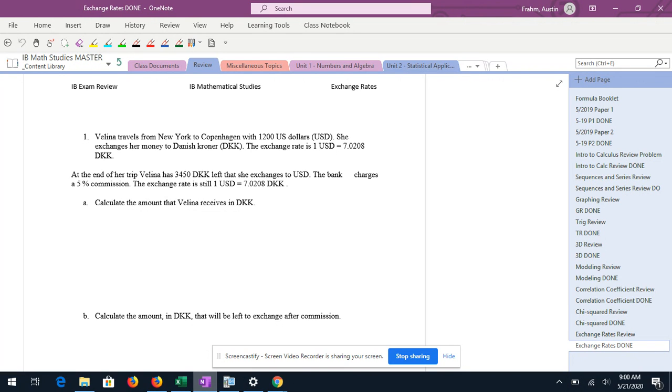So example one says Valina travels from New York to Copenhagen with 1,200 US dollars. She exchanges her money to Danish kroner. The exchange rate is 1 US dollar equals 7.0208 DKK. At the end of her trip, Valina has 3,450 DKK left that she exchanges to US dollars. The bank charges a 5% commission. The exchange rate is still 1 US dollar equals 7.0208 DKK.